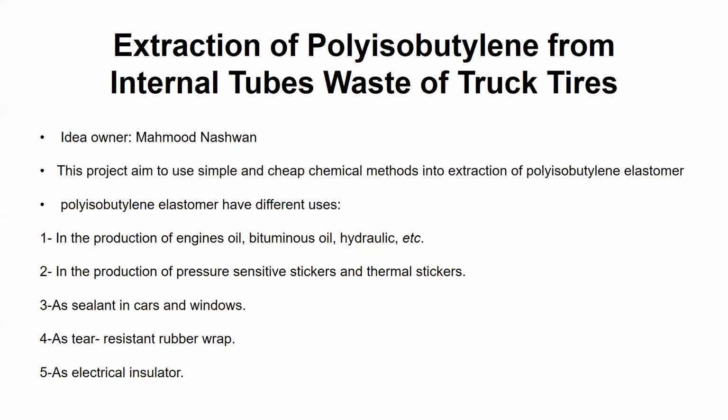I am talking today about extraction of polyisobutylene from internal tubes waste of truck tires. My project aims to use simple and effective methods for extraction of polyisobutylene elastomer. My elastomer might have different uses, as tear-resistant rubber rope, as electrical insulation, as sealant in cars and windows, and in the science of engine oil, grease products, hydraulic and bitumen.